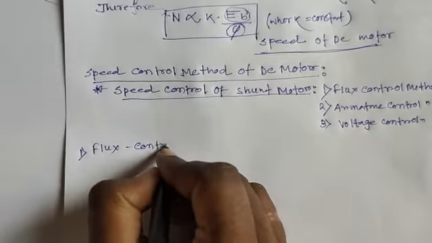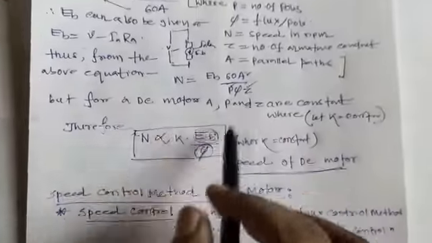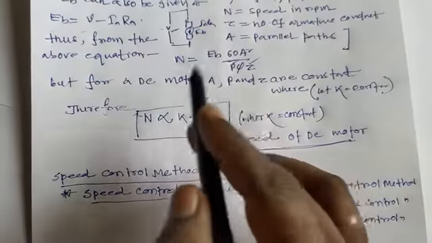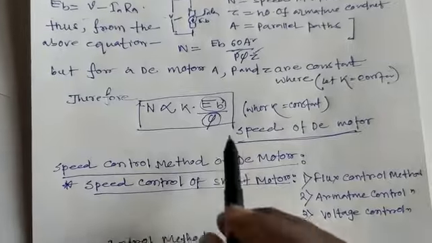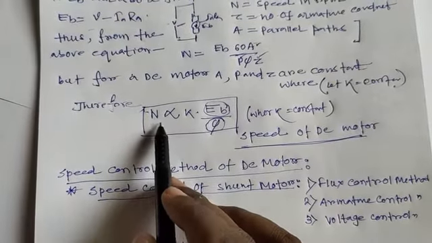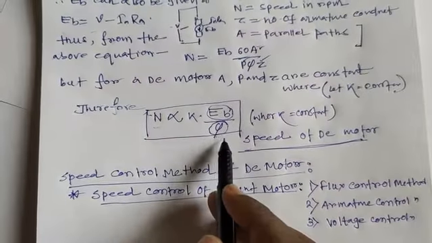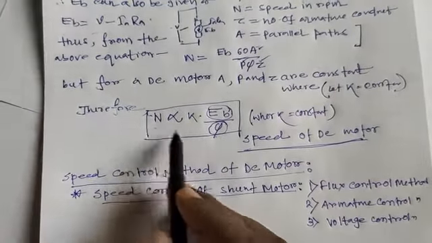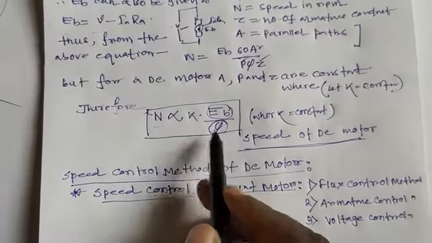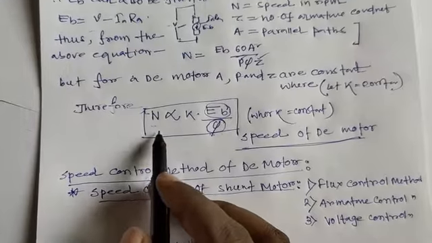Flux control method. It is already explained above in this equation. The speed of a DC motor is inversely proportional to the flux per pole. Thus by decreasing the flux, speed can be increased. When the flux is increased, the speed is decreased, and vice versa.